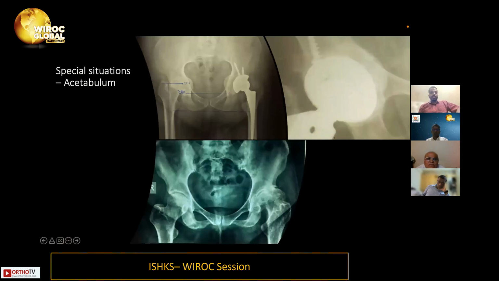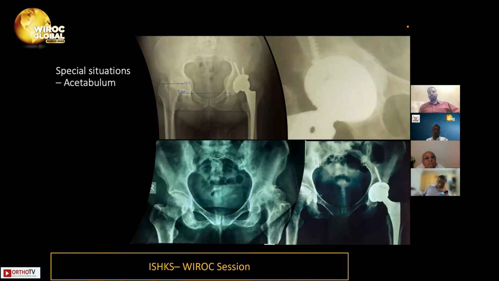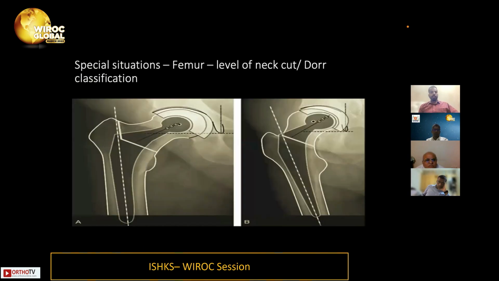We must recognize special situations, the acetabular protrusio and the acetabular dysplasia, where we will have to lateralize the socket judiciously or medialize the socket in order to get the hip at the center of rotation. On the femoral side, the level of neck cut is important. It is important to identify whether we have an isohomothetic stem where the neck length is constant or the neck length varies with the increasing diameter of the stem.